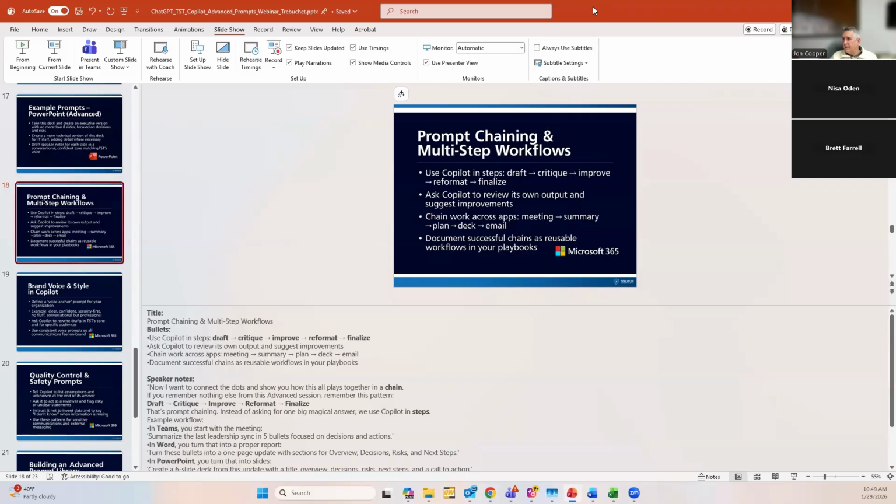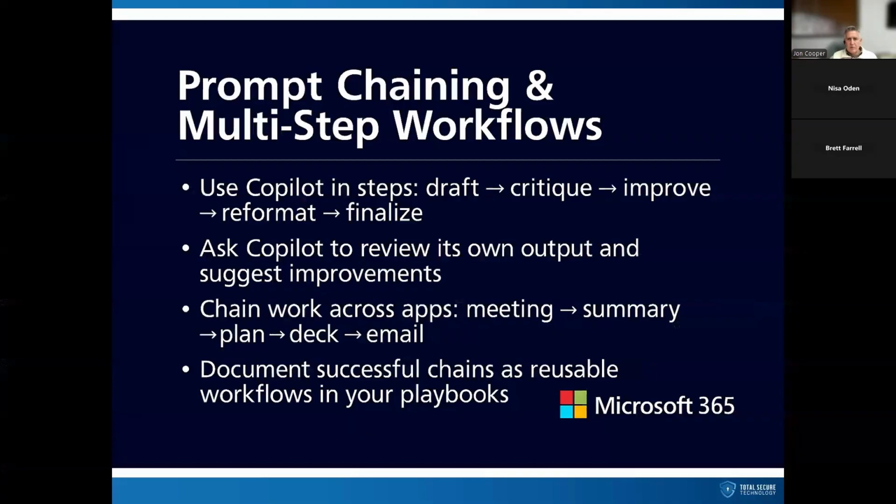So it was super helpful. It's not perfect, right? I do not want to communicate that it's perfect, and I have to double check its work. But it helps me finalize a product. We can ask Copilot to review its own output and suggest improvements. We can chain work across apps. So what does that mean? It can look at meetings. It can summarize emails. It can pull emails and meetings together. You can document successful change as reusable workflows in your playbooks.